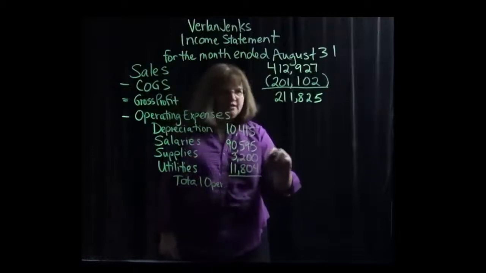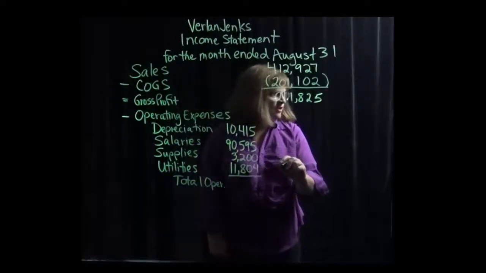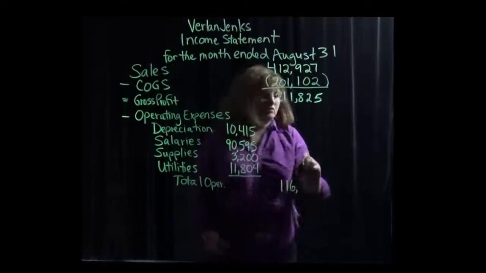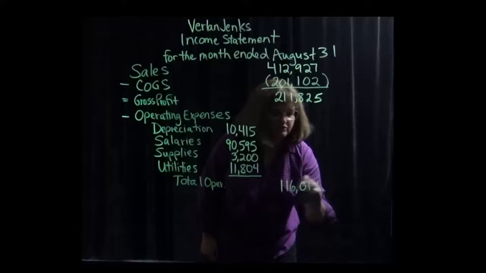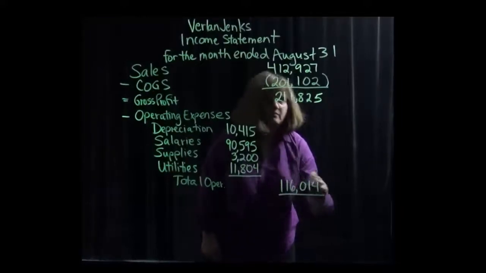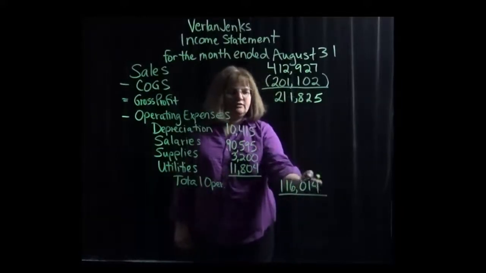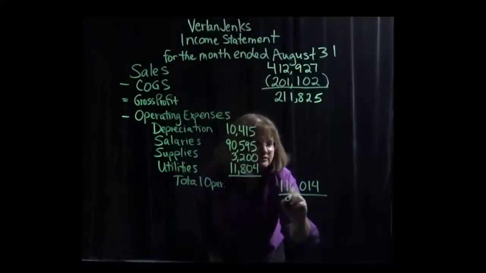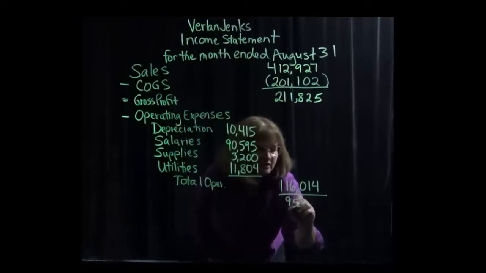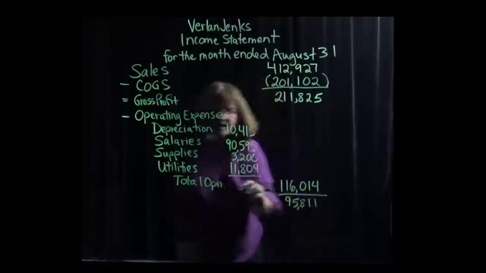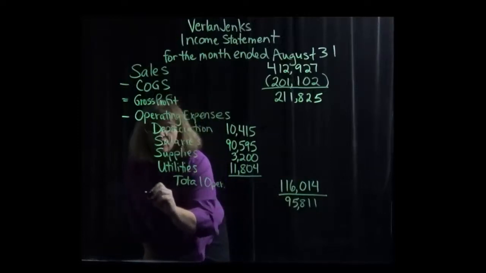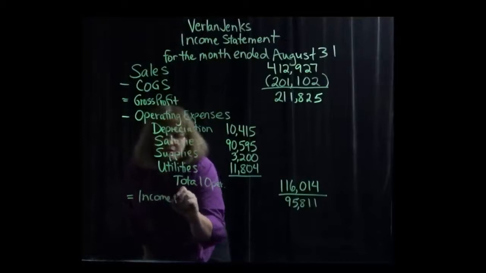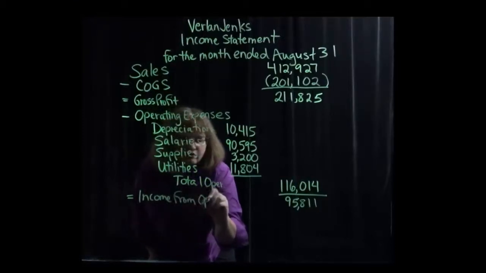We add up the operating expenses then, they total $116,014. We then can subtract the operating expenses from the gross profit, and that yields $95,811, and that is our operating income or income from operations.